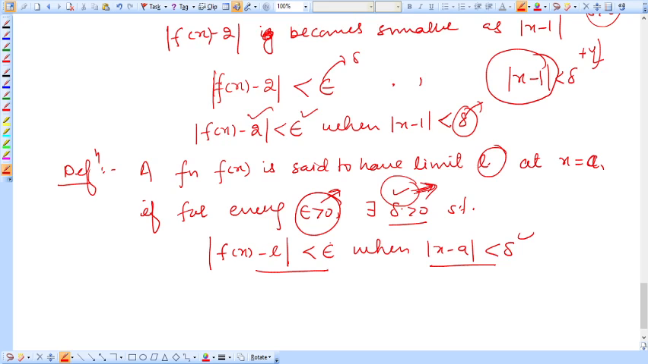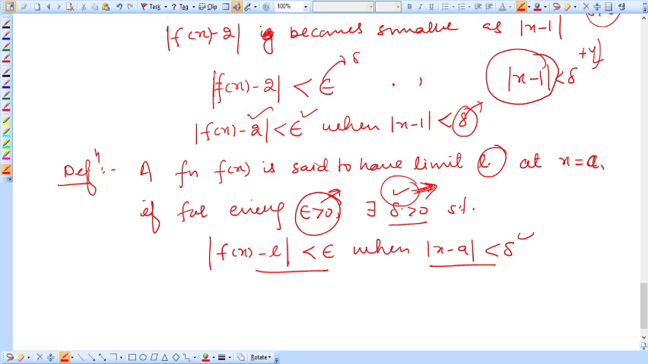For every epsilon a delta will exist, okay? For every number some number will exist. That is what it means. For every epsilon some delta will exist such that both the differences are smaller than that number, right? So this is the definition of limit.